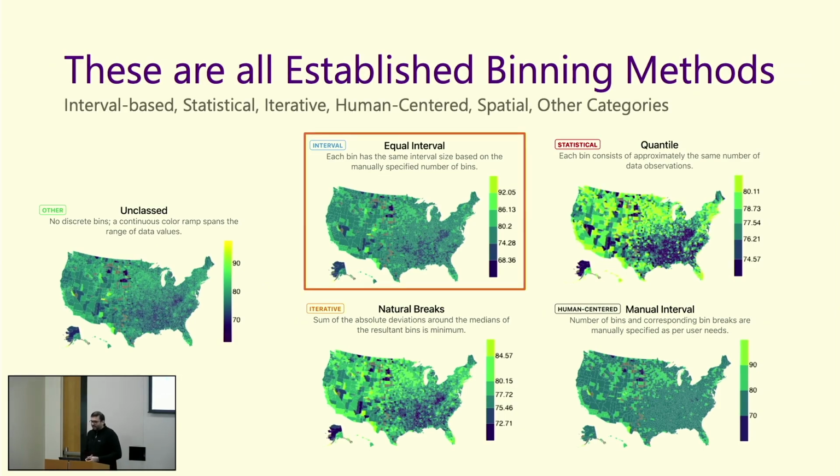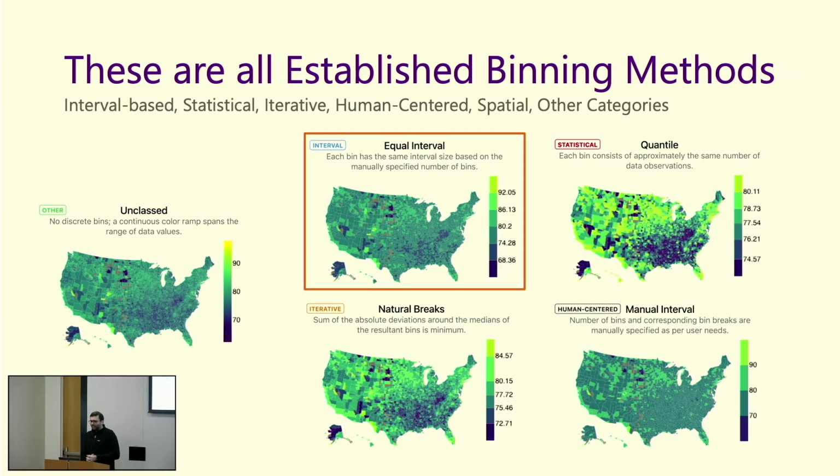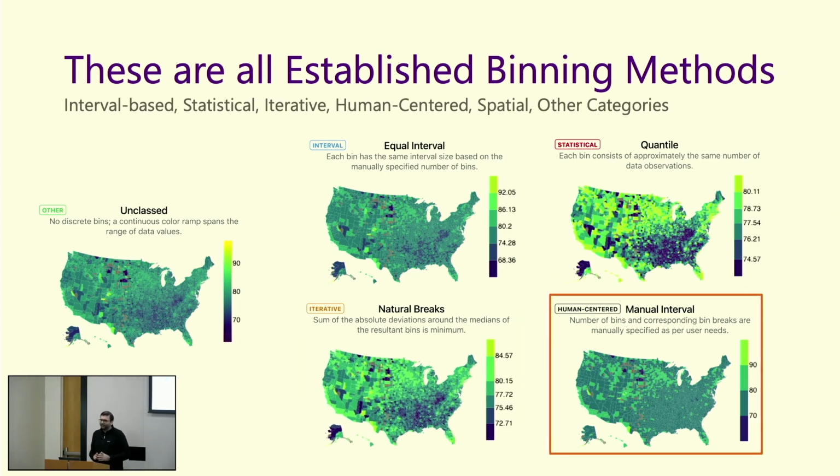For example, equal interval is an interval-based binning method in which each bin's range or extent is of the same length. Alternatively, quantile is a statistical binning method in which each bin consists of approximately the same number of data observations. Note that this results in an equalish distribution of green and blue counties, which is unlike the equal interval method that has a much larger distribution of blue counties. Next, there is natural breaks, which is an iterative method, and this creates natural groupings of data that are more meaningful and interpretable. However, if none of these works, mapmakers often utilize manual interval and divide the data into custom bins the way they want.